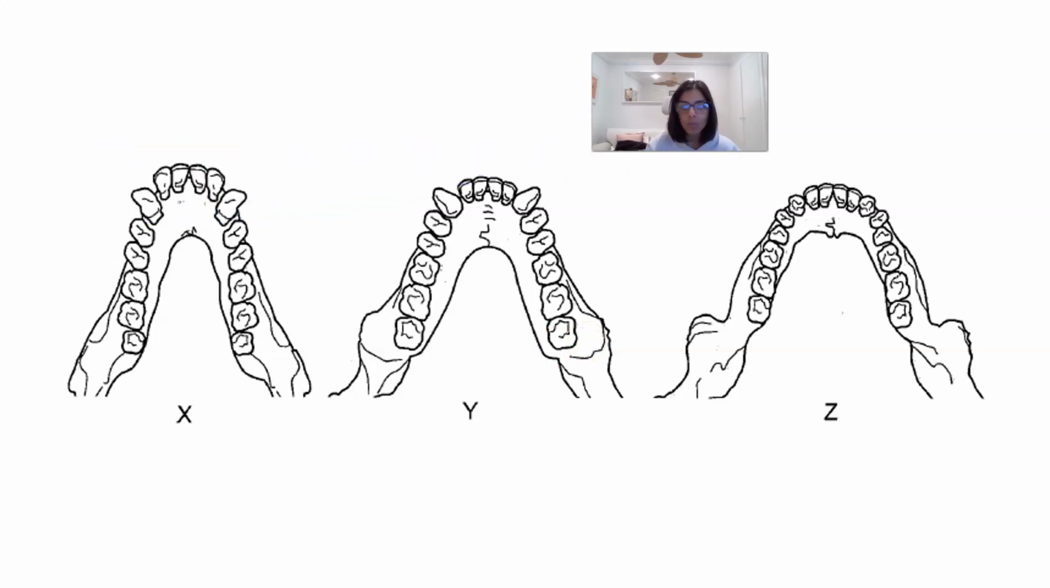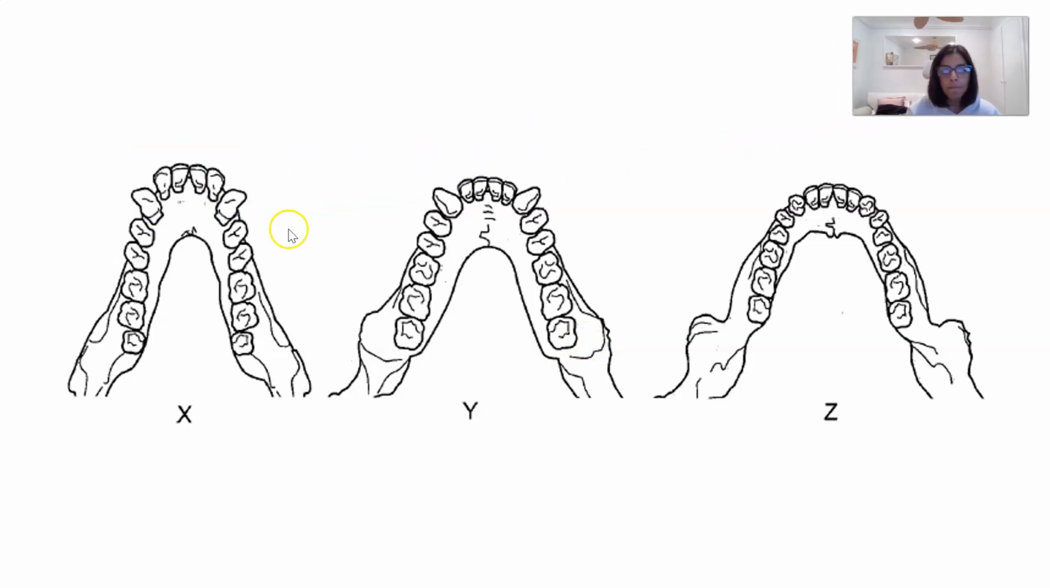Okay, just a couple of questions before we finish off. We have three jawbones here, X, Y, and Z. I'd like you to think about which one belongs to which type of primate. So which one would be a human, which one would be an ape such as a gorilla or a chimp, and which one would belong to an early hominin such as Australopithecus afarensis.